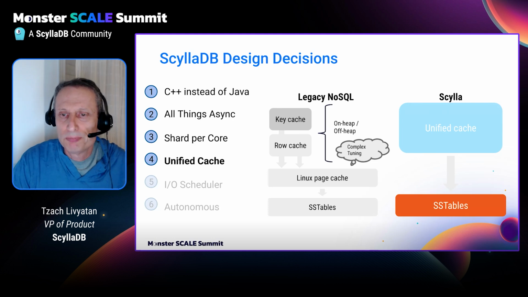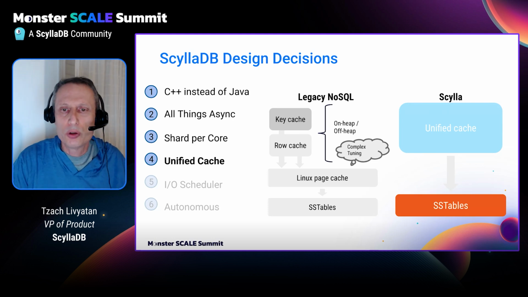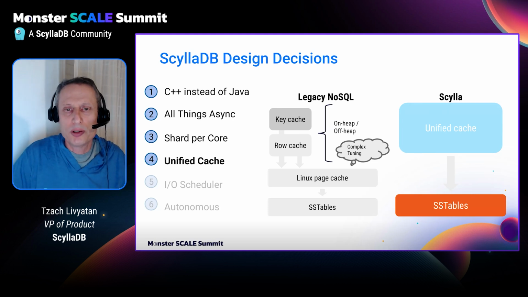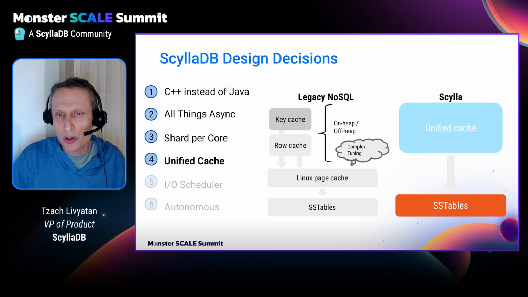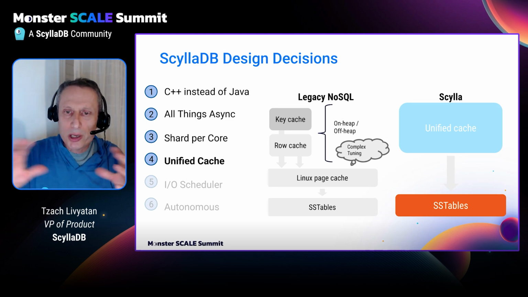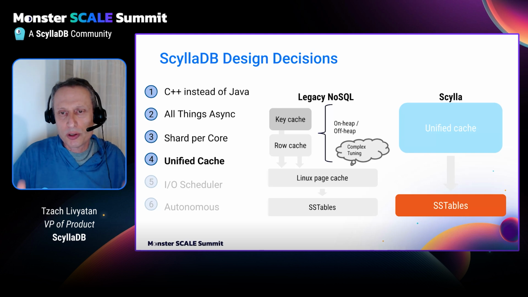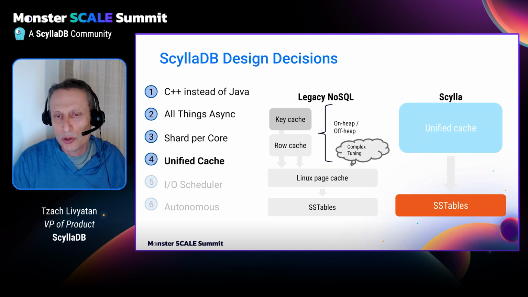Unified cache. Scylla tries not to rely on the OS for performance and for decisions. We'll see it later in storage. This is about the RAM or the cache, and trying to manage all the computer resources, all the server resources itself, including the cache. So definitely we're not using the Linux page cache, because it's not optimized for a database.